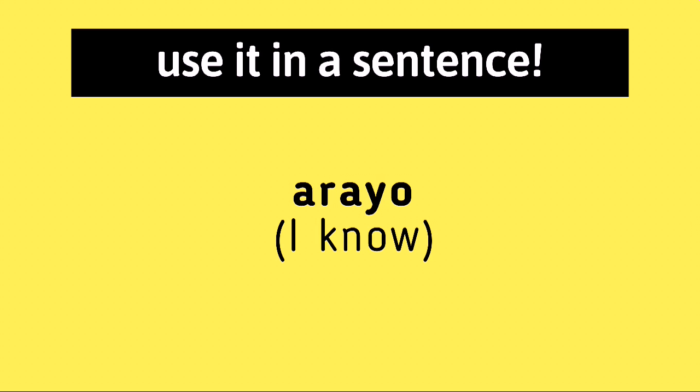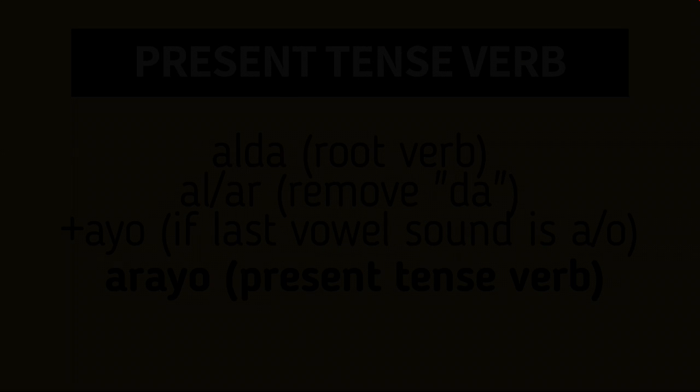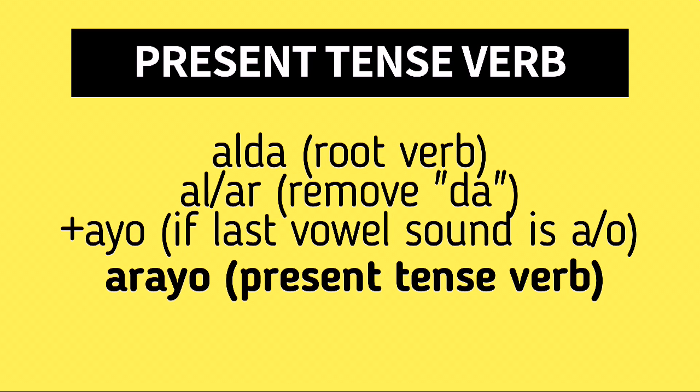The word Alda is usually transformed into the word arayo, which is used to respond or say, I know. Arayo is simply the present tense form of Alda. So how is Alda transformed into arayo? We will be using the same method. We will remove da from the root verb Alda, leaving behind al. And since the last vowel sound of al is a, we will be adding ayo.